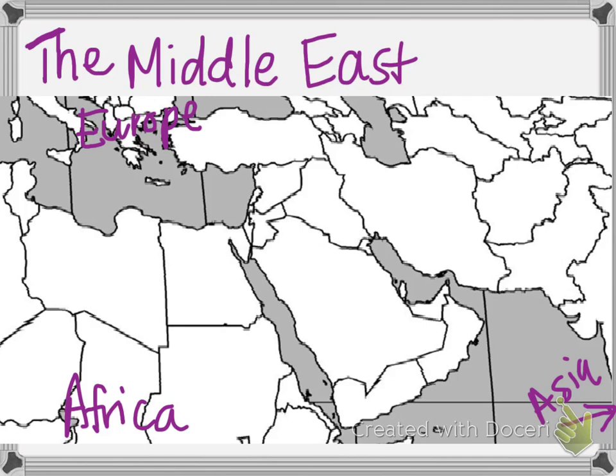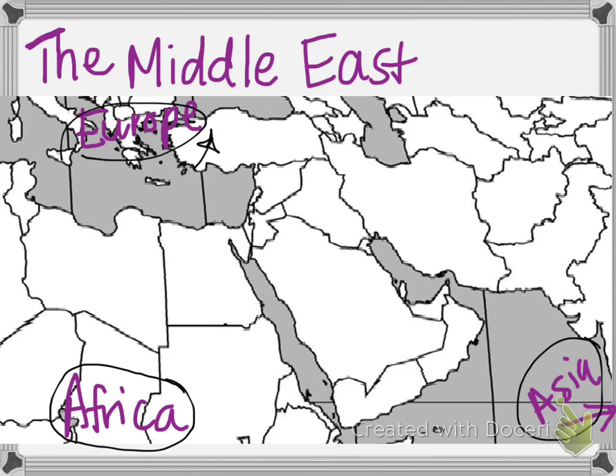And those continents are the following: Asia, which is over here to the east, Africa over here to the west, and then sometimes the country of Turkey is included in the Middle East, and that is part of Europe. So here we go. This screencast teaches us about the Middle East.